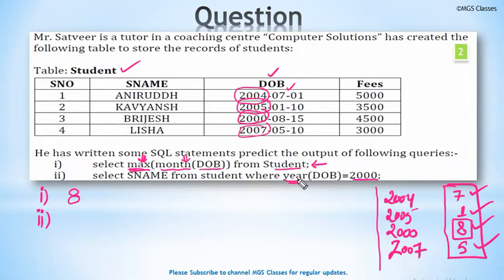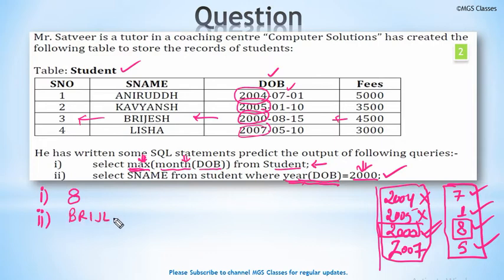Now in the where condition it is mentioned, year of DOB should be equivalent to 2000. Which one value is equivalent to 2000? 2004 is not equivalent to 2000, 2005 is not equivalent to 2000, 2000 is equivalent to 2000. So the name of the student whose year of date of birth is 2000, that name we need to write down in the output. So the 2000 year belongs to that particular row, and the name of this particular student is Bridges. So the output will be Bridges here.